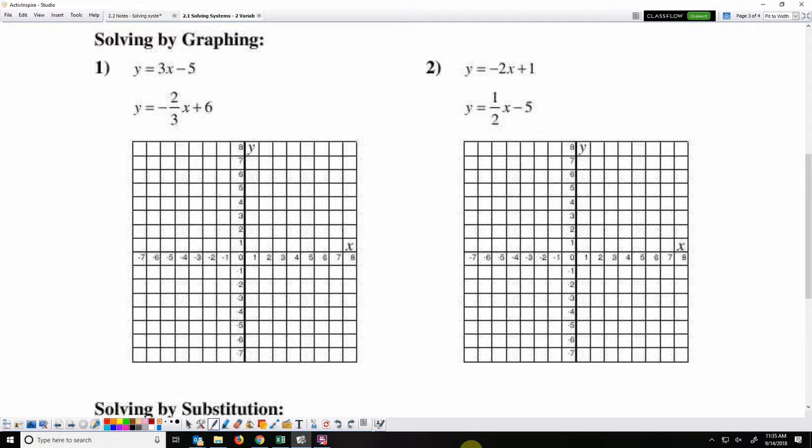Hey guys, today we're going to solve 2x2 systems of equations, and what that means is two equations with two different variables. So I've got two equations here, each one has an x and a y. So that's two equations with two different variables. And we're going to do this in three different ways.